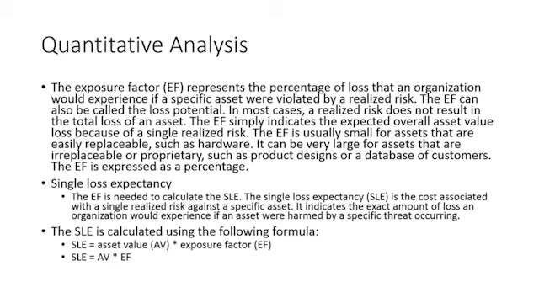Now, in most cases, though, a realized risk does not result in a total loss of an asset. It may just be part of the asset. It may only be down for so long, for example. You're under a DOS attack, denial of service attack. You may be down for an hour. The exposure factor would be an hour. It's not down indefinitely, unless they really had a good attack. But you may be down for just a little bit. So the EF indicates the expected overall asset value loss because of a single realized risk, or something that's happened for a specific amount of time. That's the exposure factor. How long was it exposed?